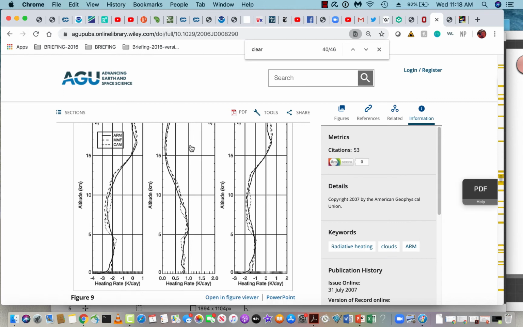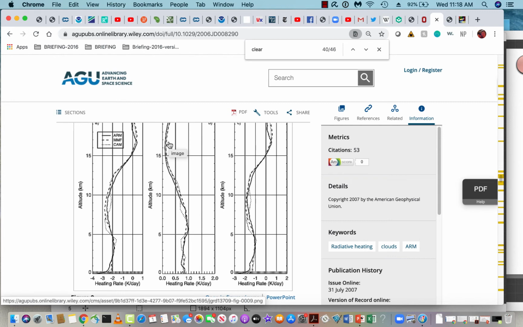Second panel is the shortwave heating. So here's the zero. The shortwave isn't going to do any cooling, so it heats throughout the column, and it heats at a rate of just under 1 degree per day, peaking at about 7 kilometers and then a little bit less above and below. Pretty small heating rates up in the stratosphere.